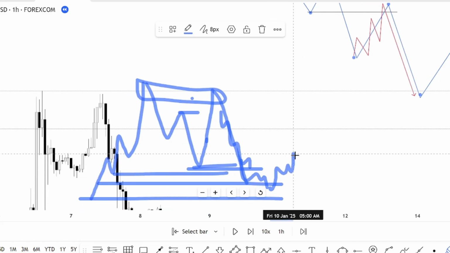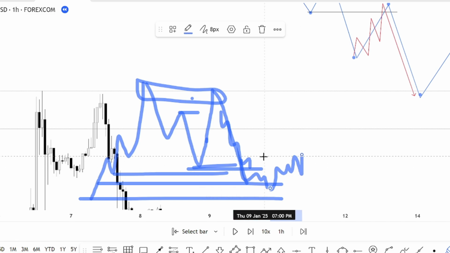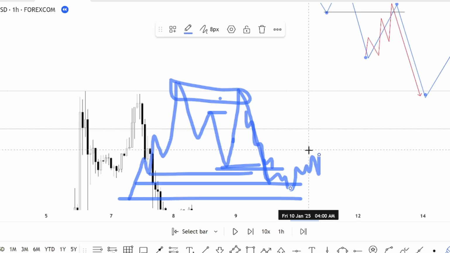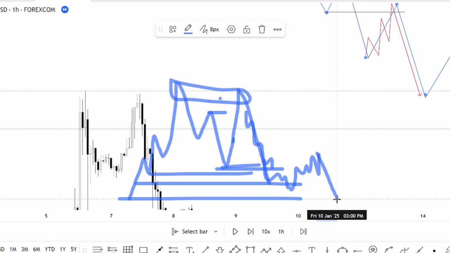And how deep can we expect that retracement? It depends on the amount of liquidity that is available in the market, and it depends on the participants in that particular market at that particular time.